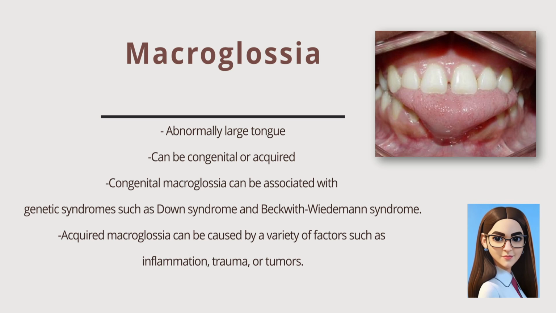It can also affect a person's appearance, causing the tongue to protrude out of the mouth or create a gap between the upper and lower teeth when the mouth is closed. So, treatment for macroglossia depends on the severity of the condition and its underlying cause. In cases where the condition is mild, speech therapy and lifestyle modifications such as weight loss and avoiding irritants can help to alleviate symptoms. In more severe cases, surgical intervention may be necessary.